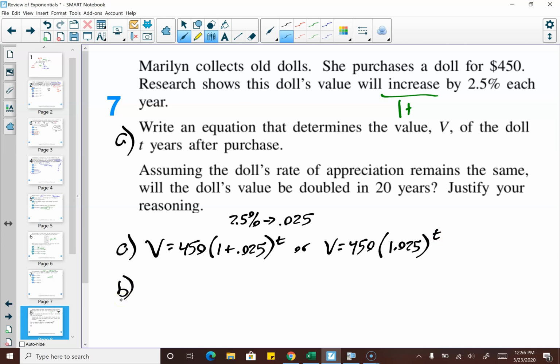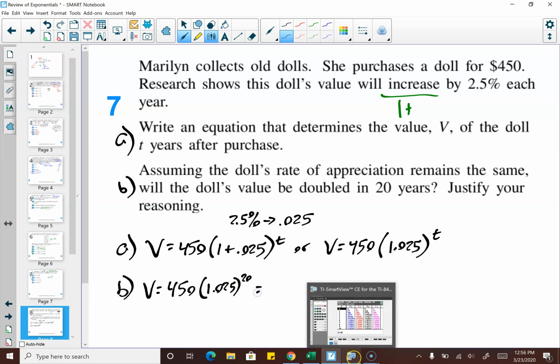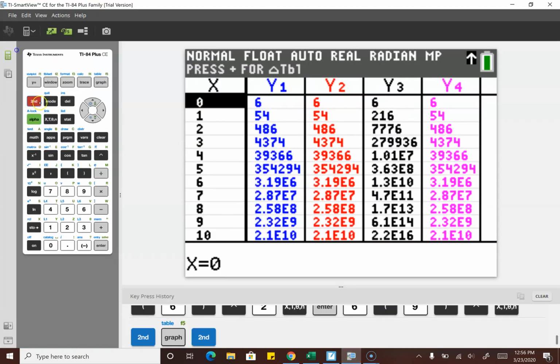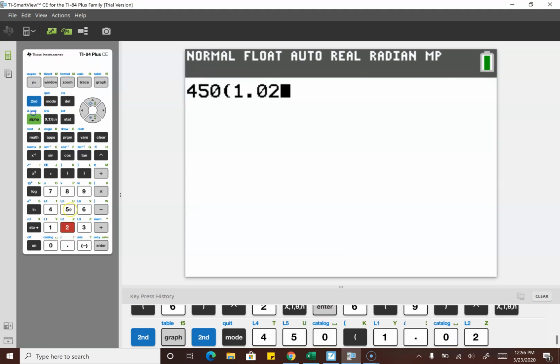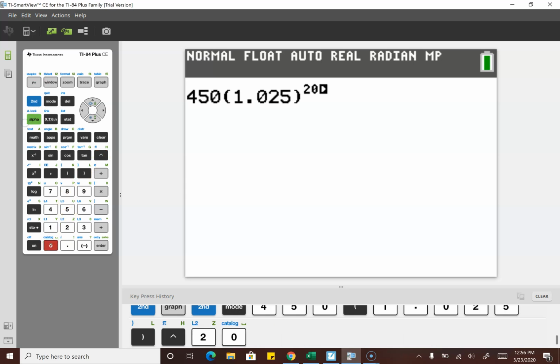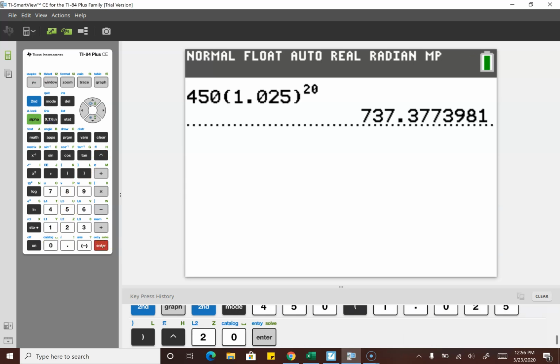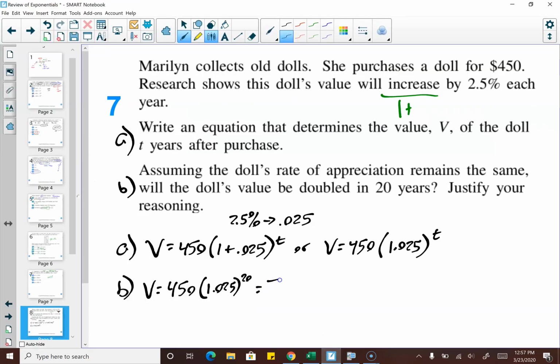Assuming the doll's rate of appreciation remains the same, will the doll's value double in 20 years? So what we want to do is plug in a 20 for our exponent, and let's see what we get. If we go back to the main screen of our calculator here, we're 450 times 1.025 to the 20. And that gives us $737.30, and we'll round that to 38 cents, because remember, money can only go 2 places.